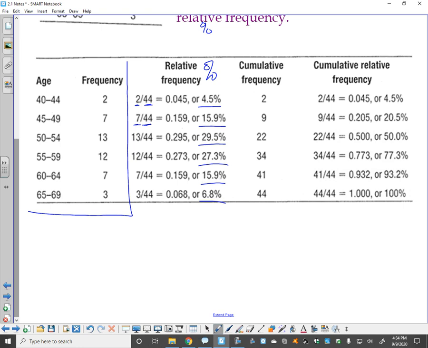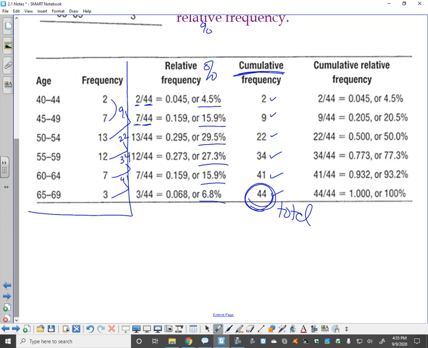Okay, cumulative frequency. Notice I start with a 2 and then I go to a 9. Can y'all see that all I'm doing is adding as I go? And then I get to 22. If that's a 9, then 9 and 13 is 22. 22 and 12 is going to be 34. 34 and 7 is 41. And 41 and 3 gives me the 44. So this number, when you're talking cumulative, should always add up to your total. Cumulative frequency is a running total.